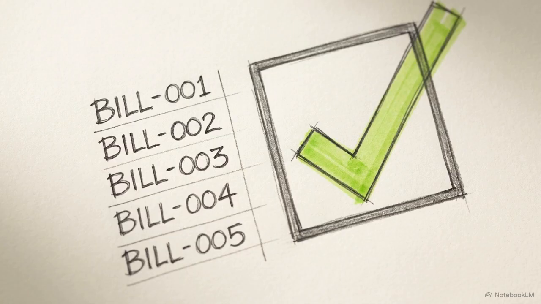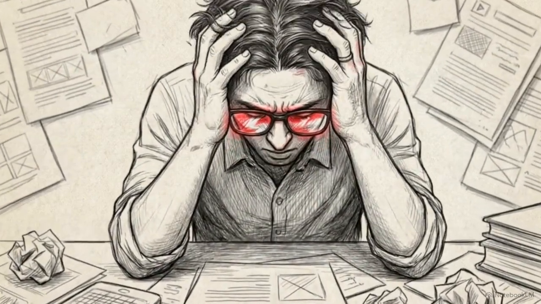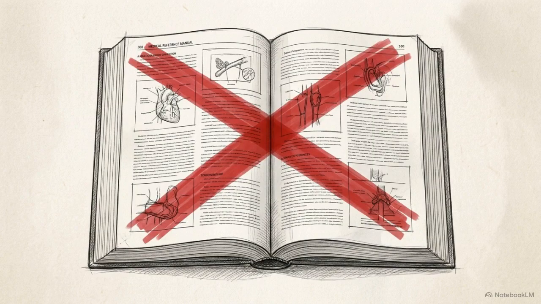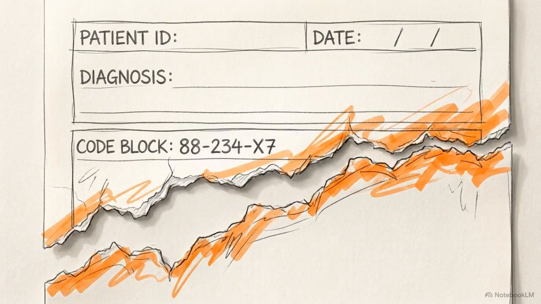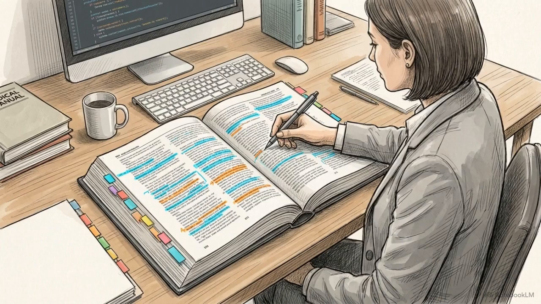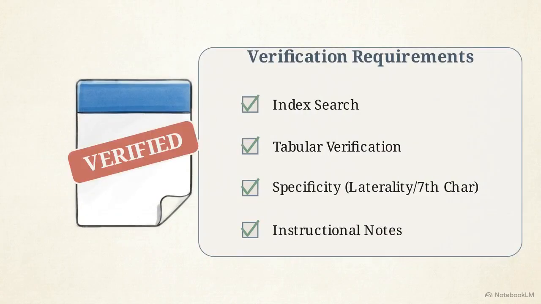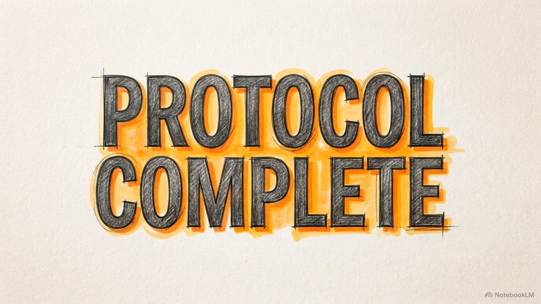To recap, the fastest way to get a claim denied is by assigning a code directly from the index, skipping your tabular list verification, ignoring dashes, and missing instructional notes. By strictly following this protocol every single time, you eliminate guesswork entirely. You know your code is correct because you checked every requirement. Strict, unwavering adherence to this 2-step procedure guarantees accuracy, completeness, and compliance. And that is coding the AMCI way.